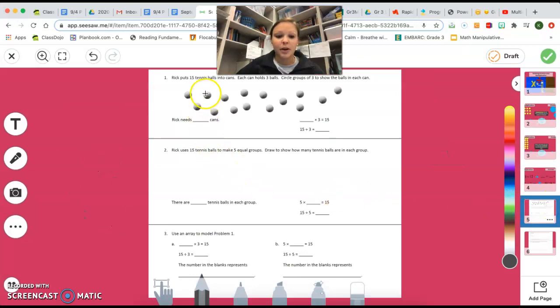So let's do some practice. This problem says Rick puts 15 tennis balls into cans. Each can holds 3 balls. Circle groups of 3 to show the balls in each can. So I'm going to circle groups of 3.